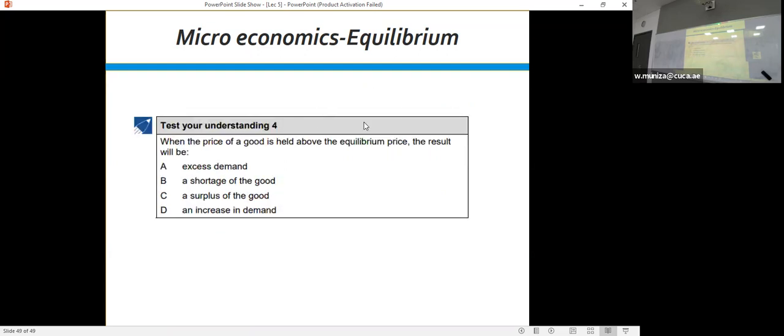Now, my dear students, question number 4 is there. When the price of the good is held above the equilibrium price, the result will be: excess demand, a shortage of the good, a surplus of the good, or an increase in demand.